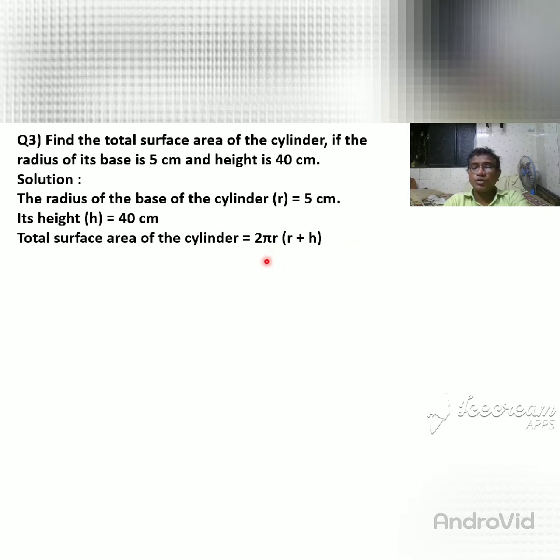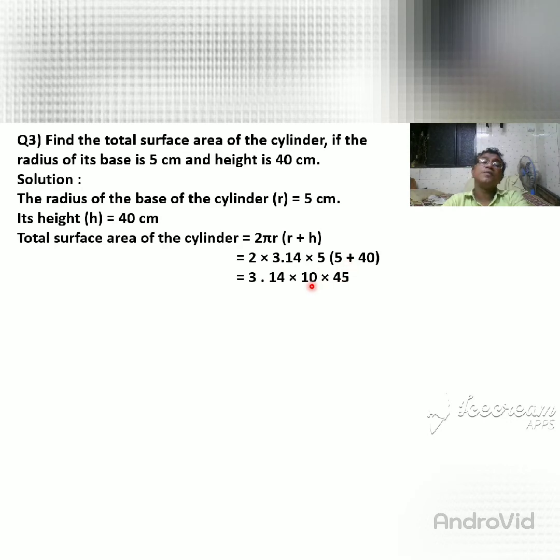So you substitute the values in the formula. 2 written as it is. Pi value 3.14. Radius 5 centimeter, that is given. Then r, 5 centimeter radius, plus sign carried as it is. Height 40 centimeters. So 2 into 3.14 you get 6.28 into 5. 40 plus 5, 45. So 3.14 into 5 2s are 10. So here is 10. 40 plus 5, 45.